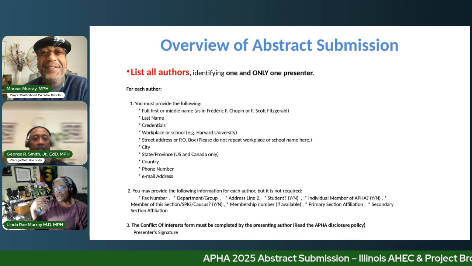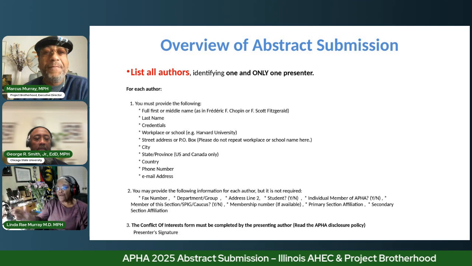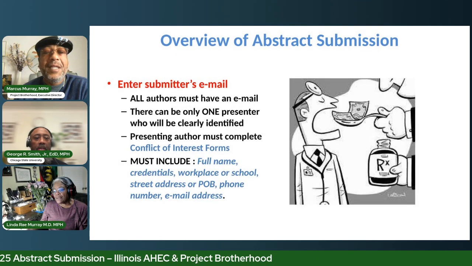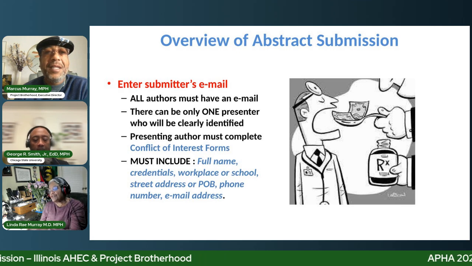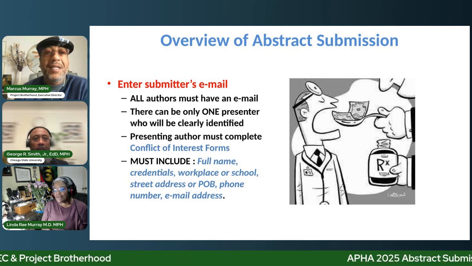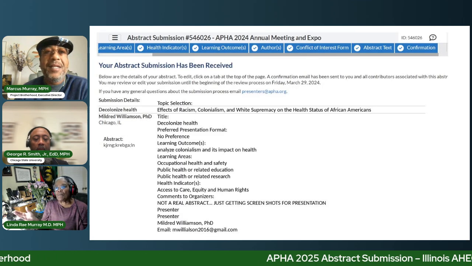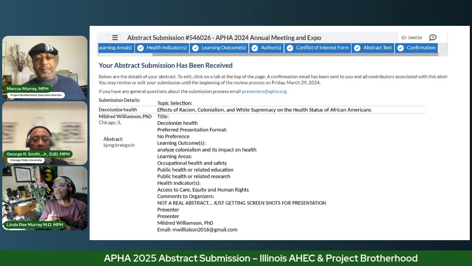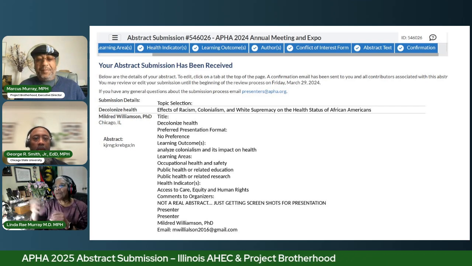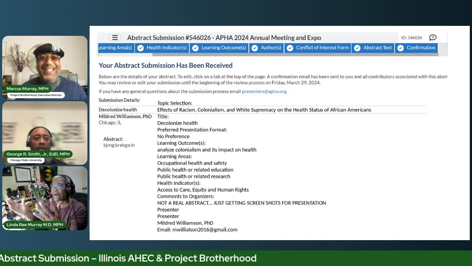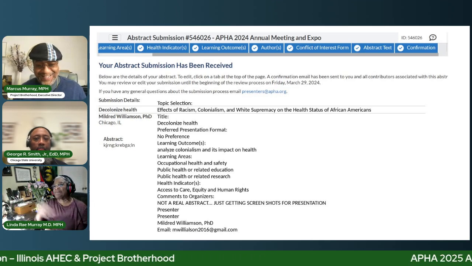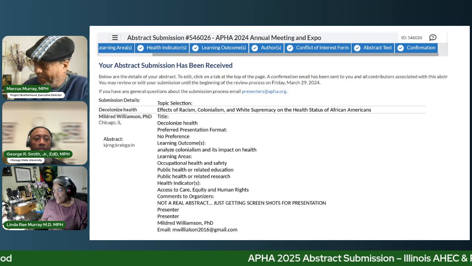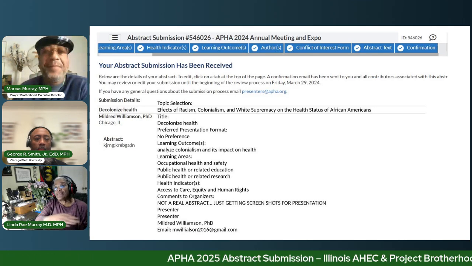So again, you want to list all the authors. There's a summary for you. You can come back to it. Next slide. So just remember, it's telling you what you need to know ahead of time. Next slide. You'll get this email back or something like it from APHA. So Dr. Williamson, who is now older than 70, but anyway, her paper in theory on the effects of racism and colonialism and white supremacy has been accepted. And so when that happens, you need to let everybody know.